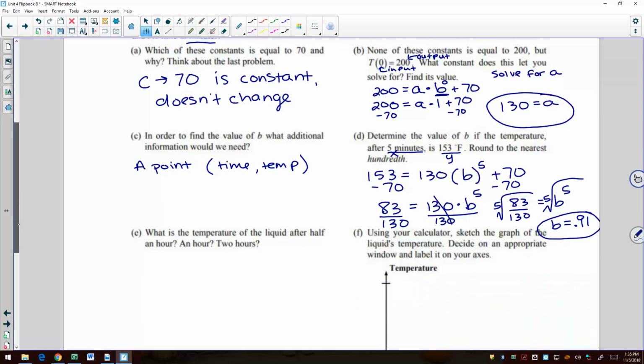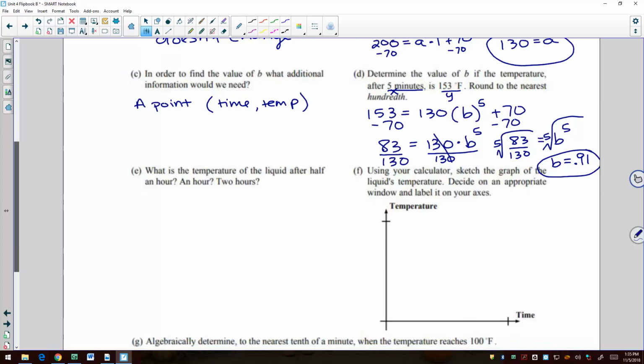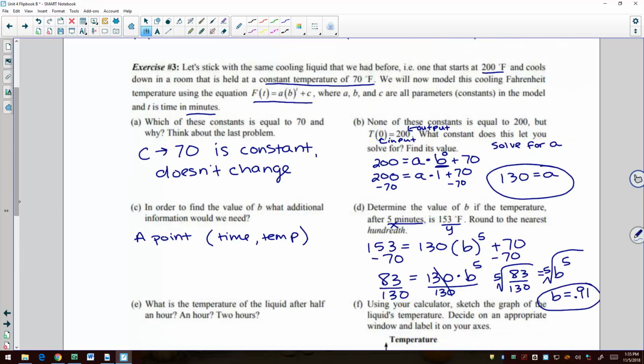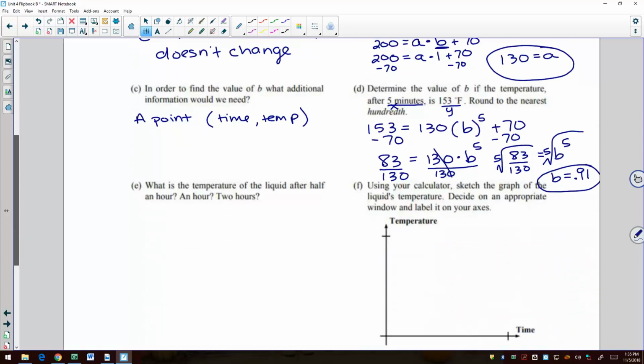Part E says, what is the temperature of the liquid after half an hour? So half an hour is 30 minutes. And then it says after 1 hour, that's 60 minutes. After 2 hours, that's 120 minutes. You're just going to plug those in.